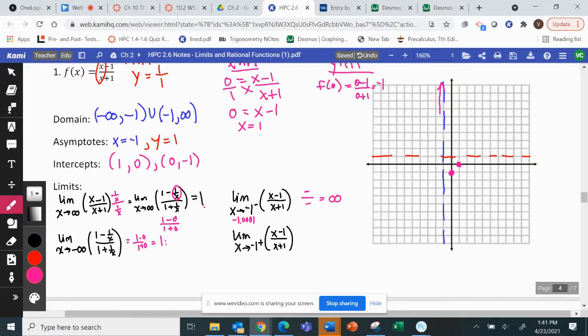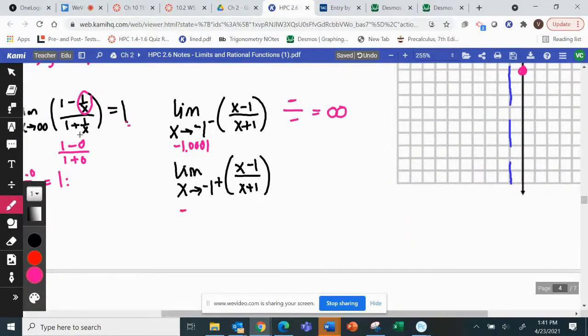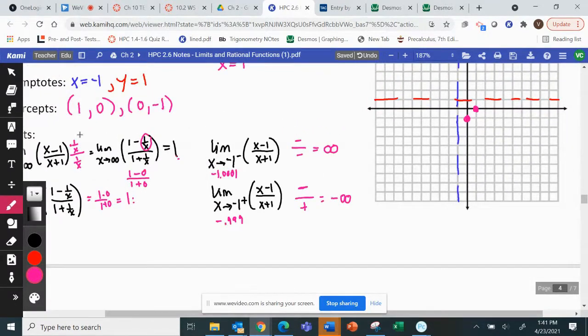Now we're going to do the same thing, but for the right of -1. So maybe choose -0.999. So if I plug in -0.999 and then I take away 1, that's a negative number. If I put in -0.999 and I add 1, that's going to be positive. So we're approaching negative infinity on the right side. The right side, I had some points there.